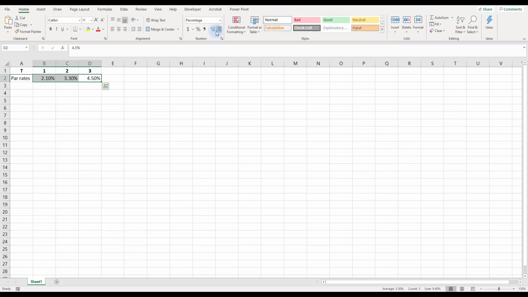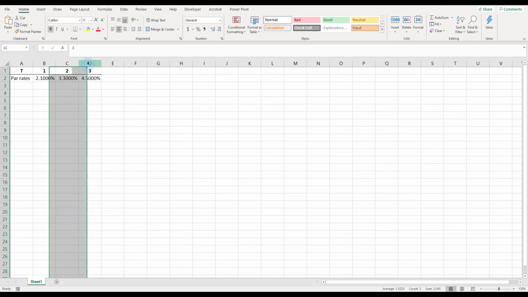Right, so I'll just keep this to 4 decimal places. Now in other words, if you have a 2.1% par rate, that means for a 1-year government bond, the coupon rate is 2.1% and the yield to maturity is also 2.1%. So I'm assuming that this is payable annually, for simplistic purposes.